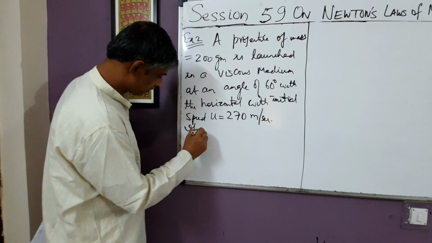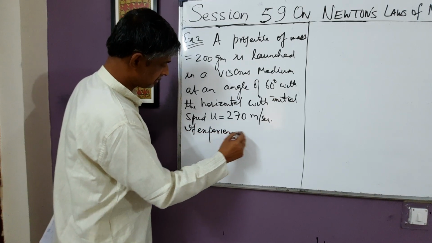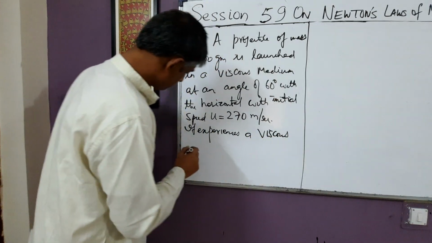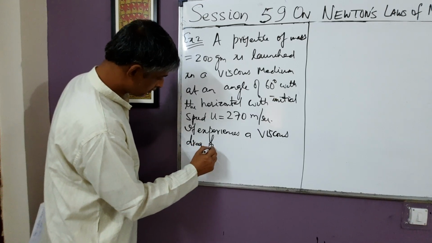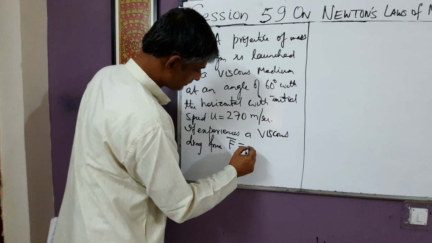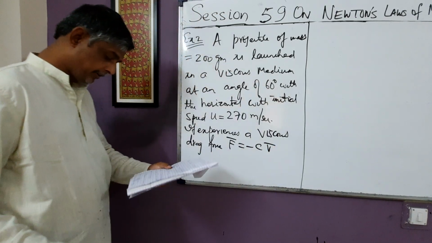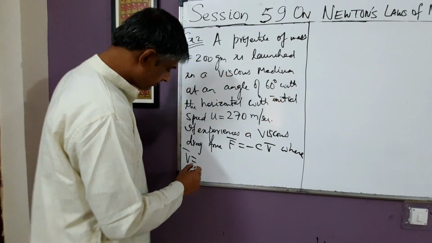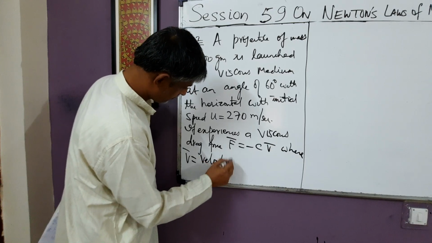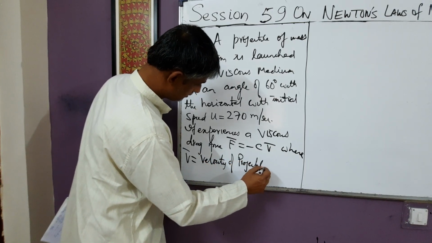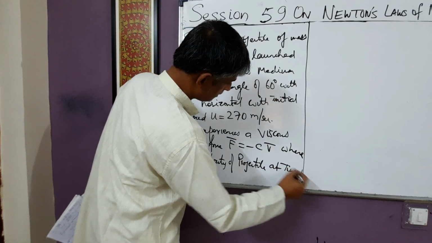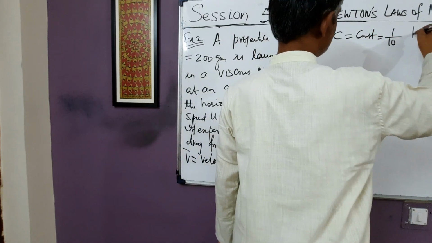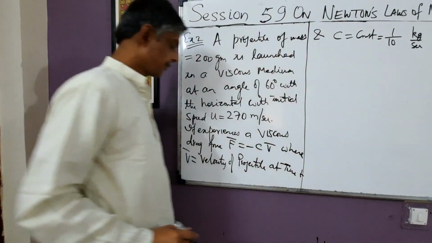It experiences a viscous drag force F equal to minus C times V, where V is the velocity of projectile at time t, and C is a constant, which is just equal to 1 by 10 kg per second.